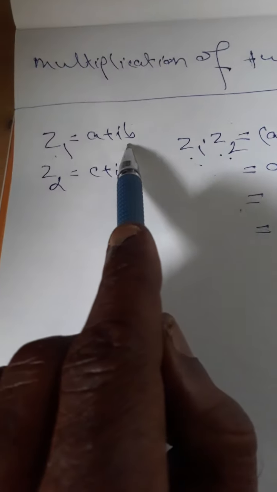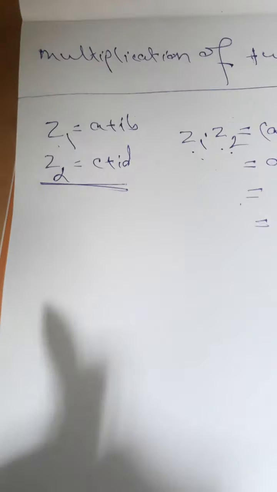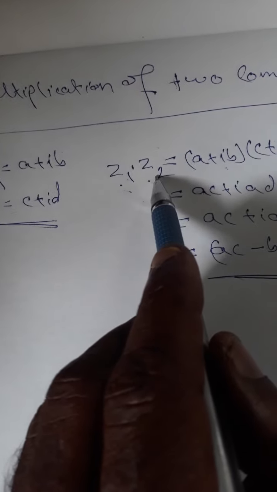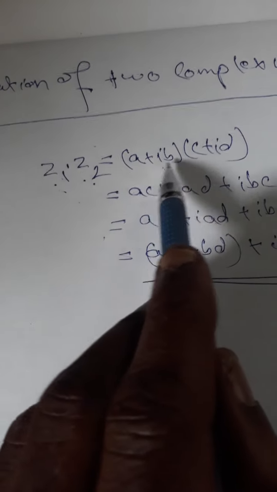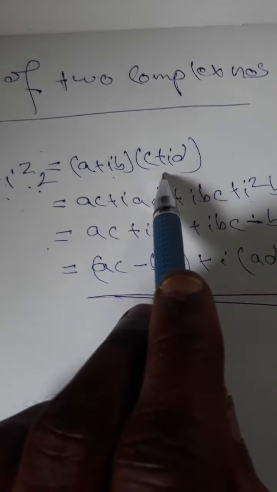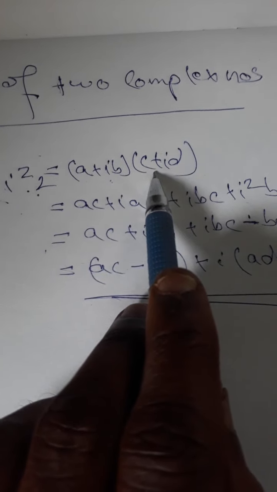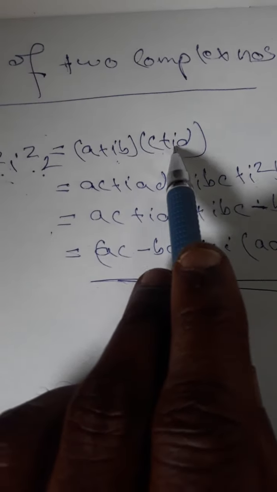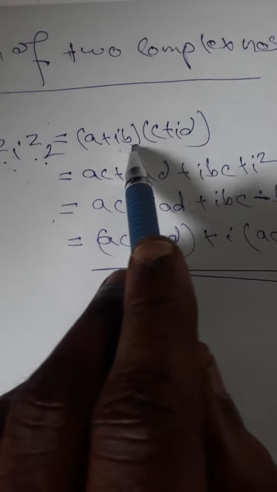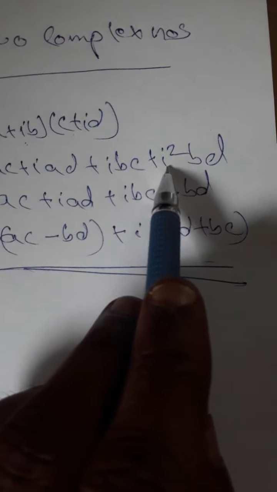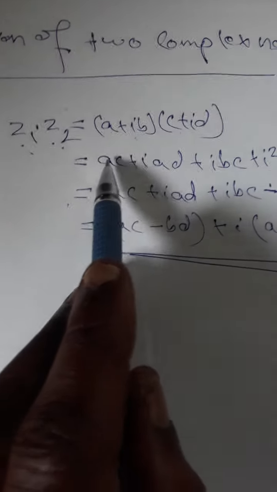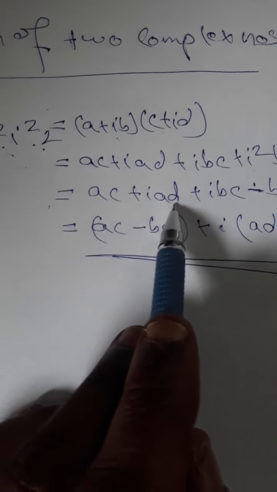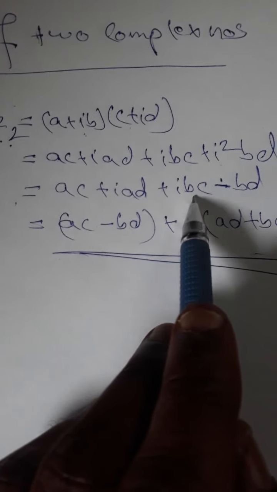Multiplication of complex numbers. Now, if z1 is equal to a plus ib and z2 is equal to c plus id are any two complex numbers, then z1 into z2 will be equal to, I have to multiply these two complex numbers, that is (a plus ib) into (c plus id). So that will give you a into c plus i into ad plus i into bc plus i square into bd. Now that will give you ac plus iad plus ibc minus bd.